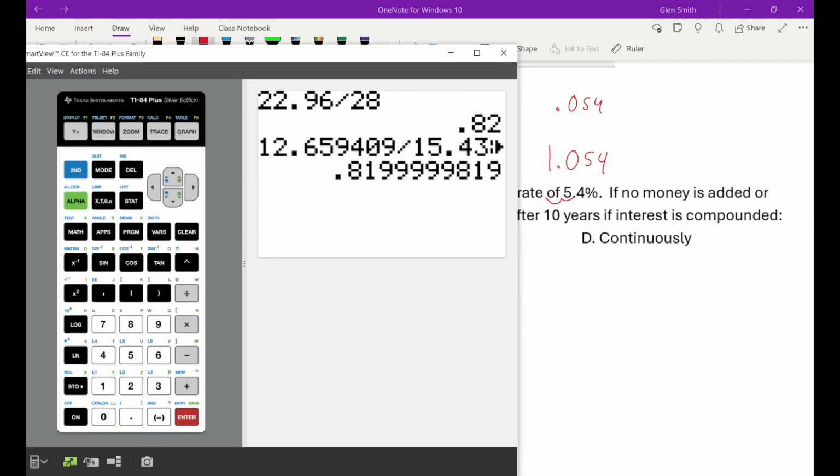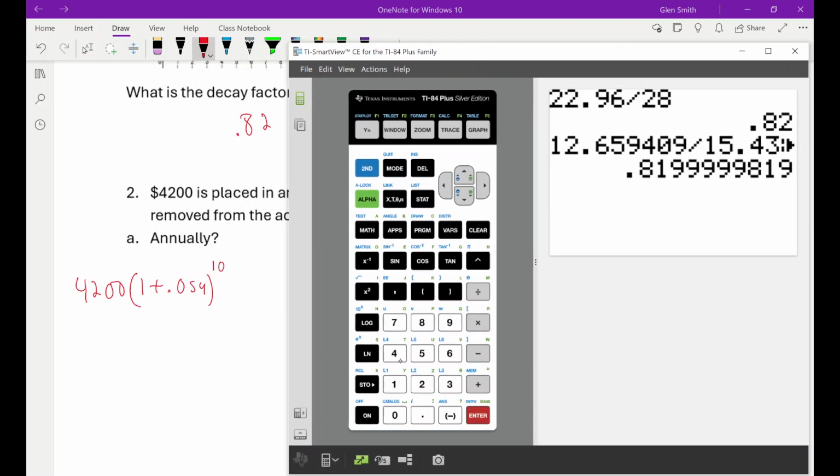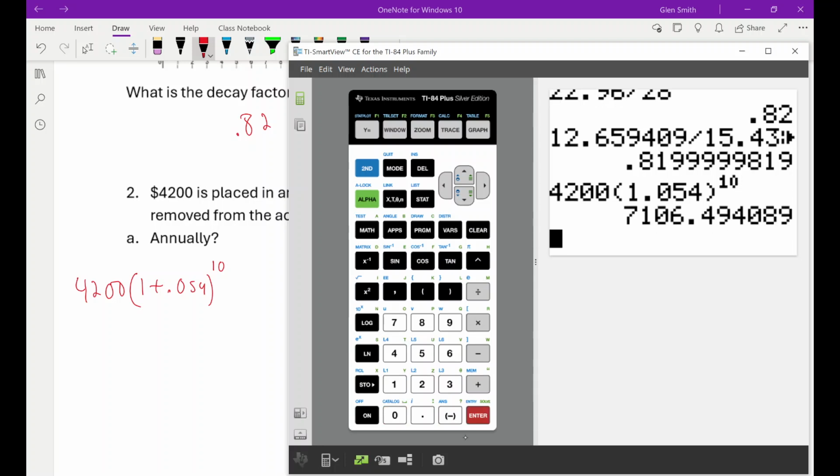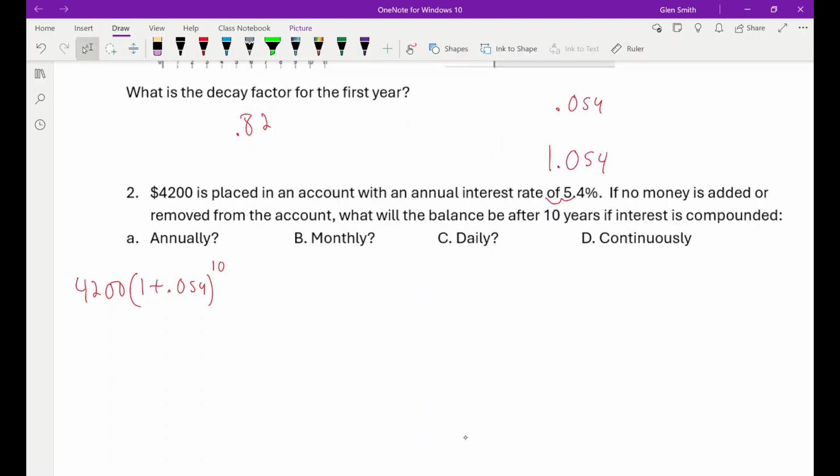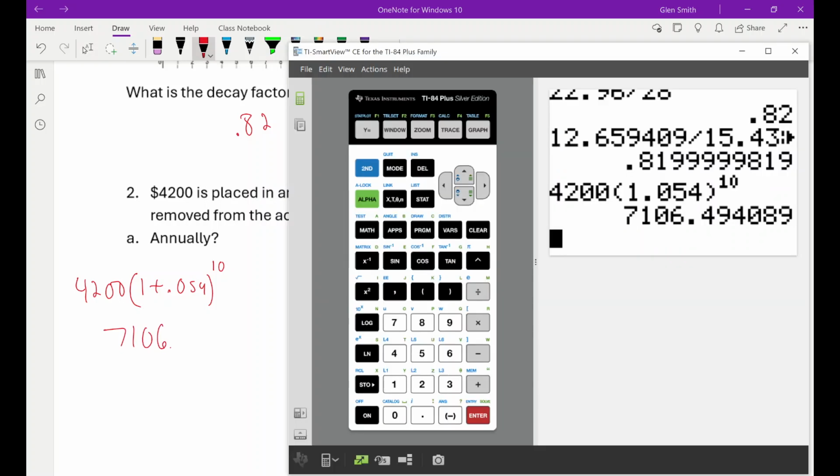So if we do that in a calculator, we get 4,200 times 1.054 to the 10th power. And that means we're going to have a whopping $7,106. Does it say the nearest dollar? No. So we'll say 7,106 point something, 49.